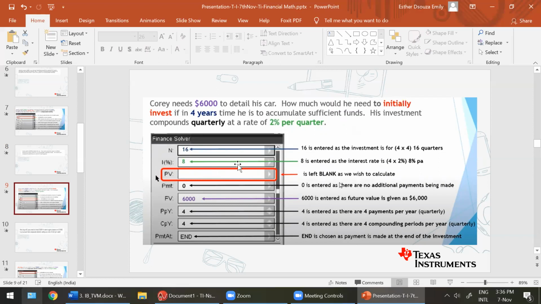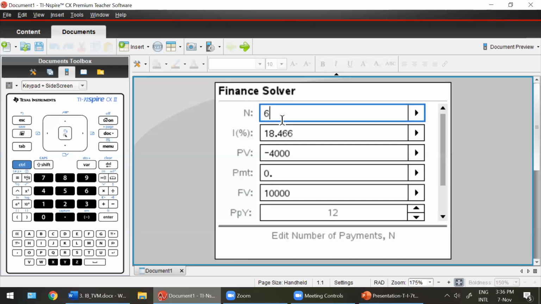So I'll just move into the respective screen and you can check for yourself. Go into your calculator and type in 16. You know that I percent is 8 in this case, so type in 8. Remember, leave this empty. PMT, no additional payments were made, so again, 0. I would have loved to give you a question with a value of PMT so that you could take it further. Never mind. Future value, 6,000.